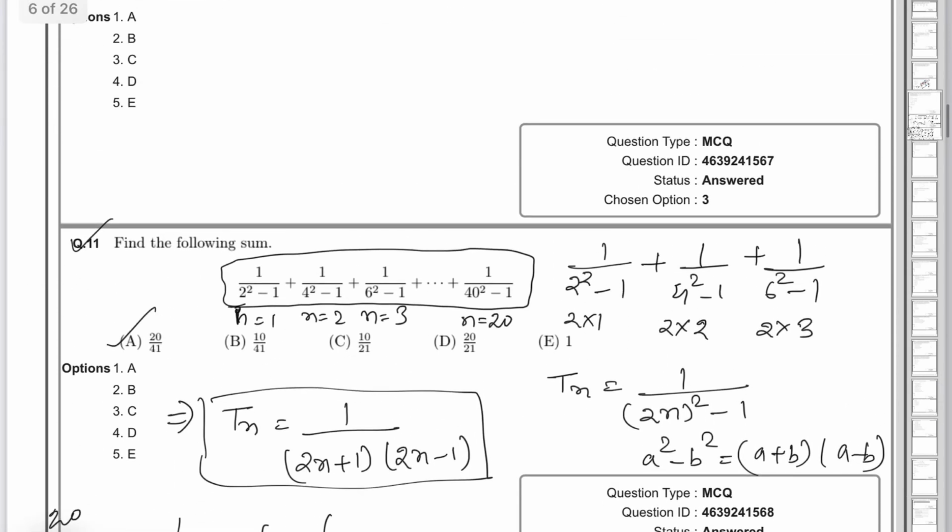So option A is right, which is option 1. So that's the answer.